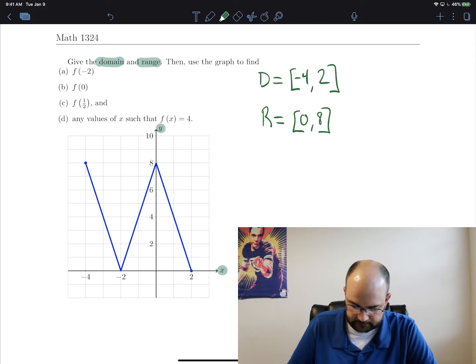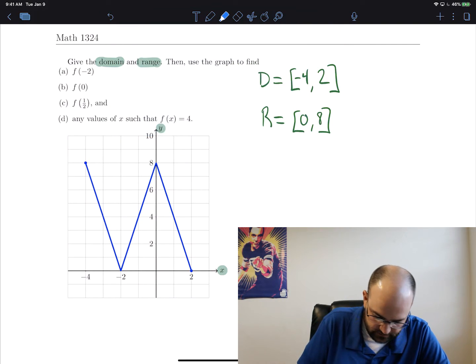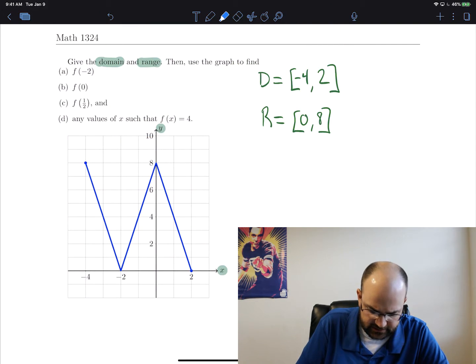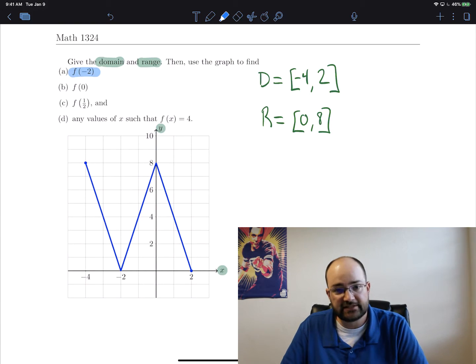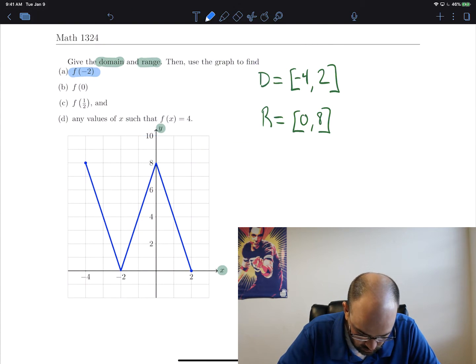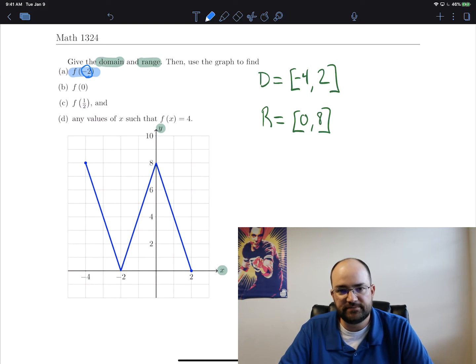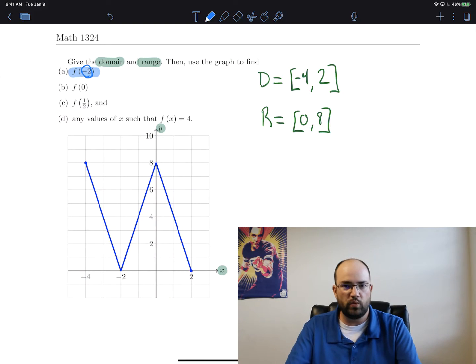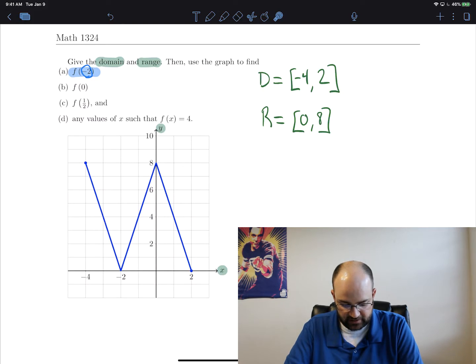Anyway, let's go on to the next part. It's asking what is f of -2, and notice that here we're told that our x value must be -2, and what it's asking for is the y value. Because the x value must be -2 because that's what's in parentheses.